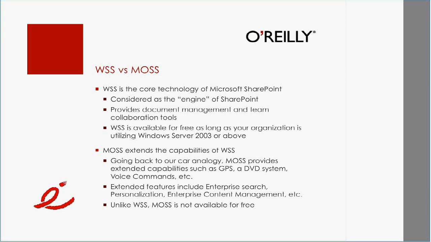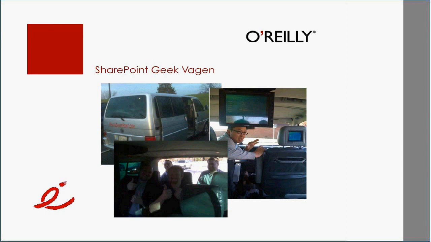All these advanced features come with some cost, just like all the stuff I bought for my car. Even though I try to get it cheaply, I still spent a good chunk of change there. But anyway, that's the difference. WSS is the core engine. MOSS gives you a lot of the extra stuff.